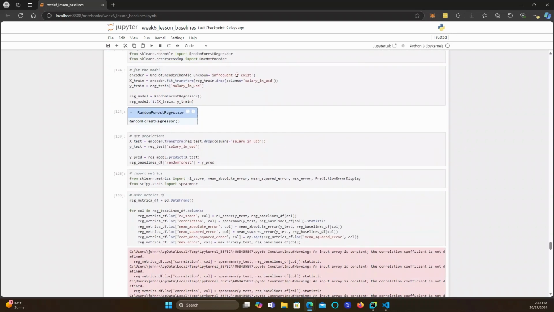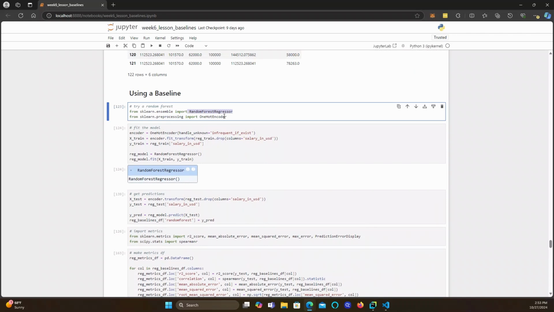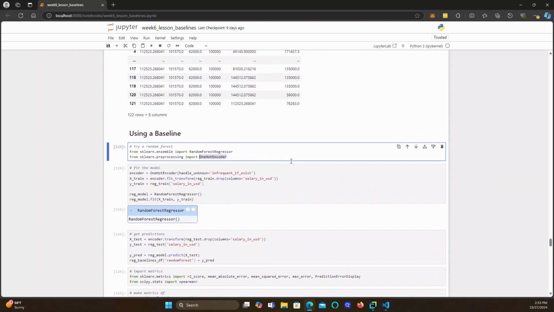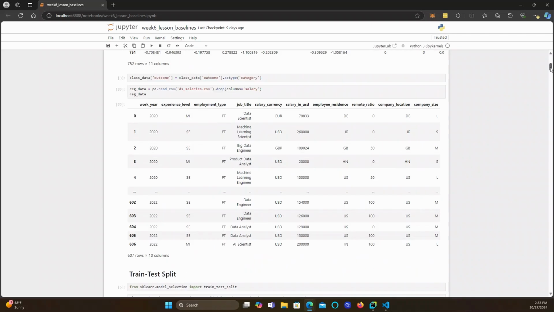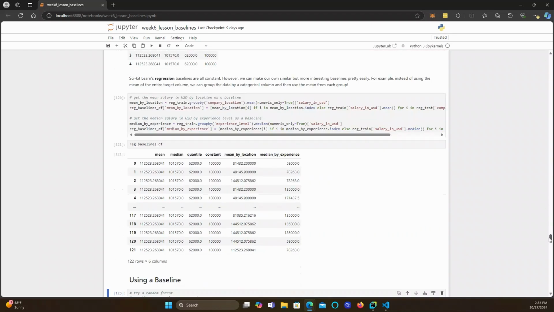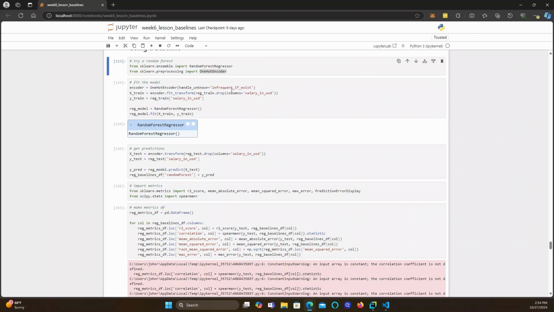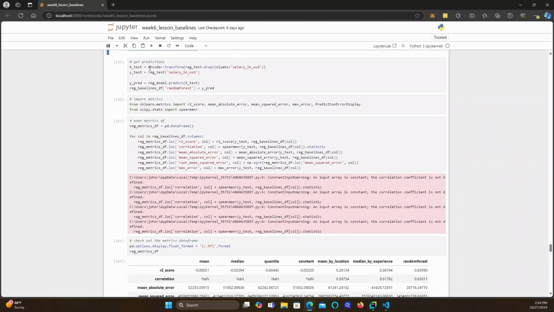Now we're using a baseline, so I'm going to compare it to a random forest regressor. I also need a one-hot encoder because our data up here is not pre-processed. So we need the one-hot encoder to handle all of these categorical columns, categorical features. All right, so I've fit it and transformed it using the one-hot encoder, and then fit a random forest regressor here. And done the same thing with the test set and got the predictions.